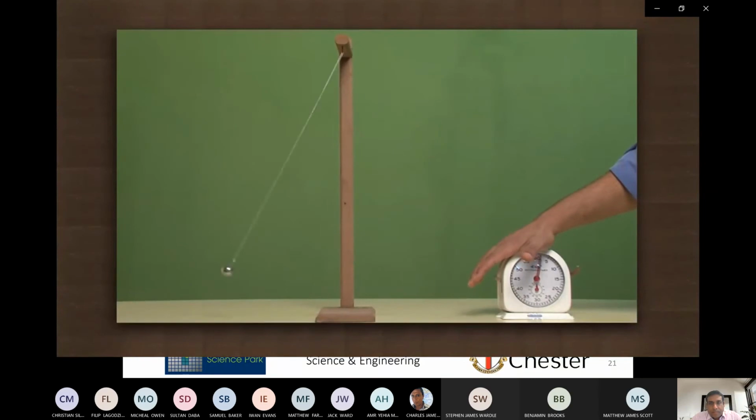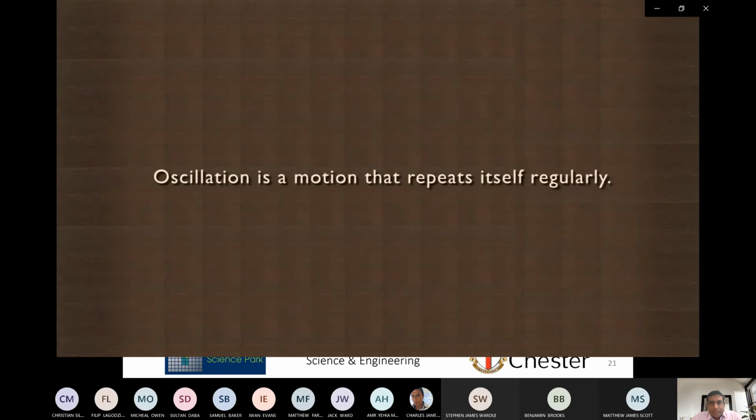1, 2, 3, 4, 5, 6, 7, 8, 9, and 10. It's about 13 seconds. Oscillation is a motion that repeats itself regularly, so it took 13 seconds to complete 10 oscillations. So the time period for the pendulum is 1.3 seconds per oscillation.